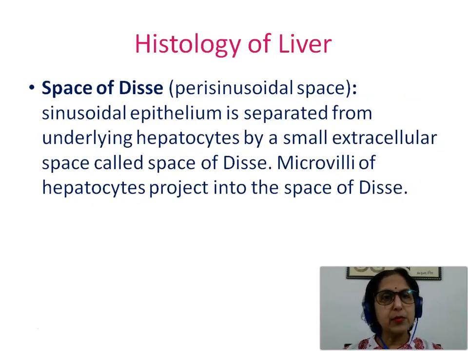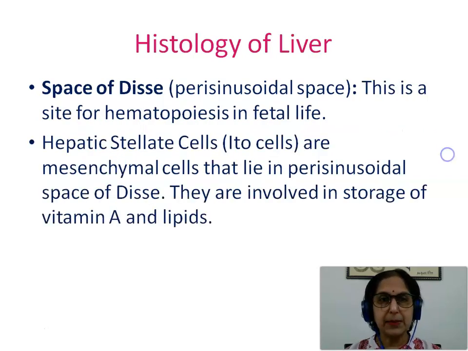Space of Disse, or perisinusoidal space. The sinusoidal endothelium is separated from the underlying hepatocytes by a small extracellular space called the space of Disse. Microvilli of hepatocytes project into the space of Disse. This is the site for hematopoiesis in fetal life. Hepatic stellate cells or Ito cells are mesenchymal cells that lie in the perisinusoidal space of Disse, and they are involved in storage of vitamin A and lipids.